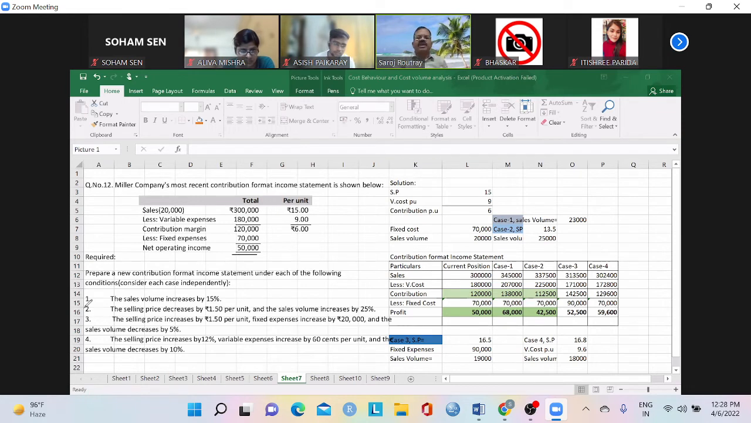Go through the second case, then I will discuss. The solution is there on the right side, so you can always refer to it if you need.